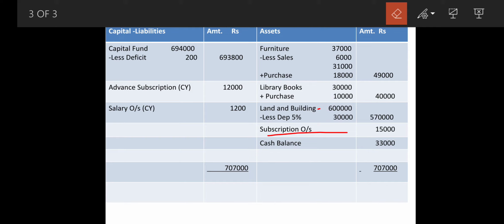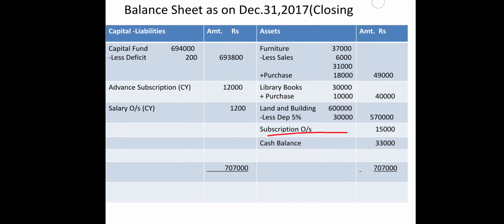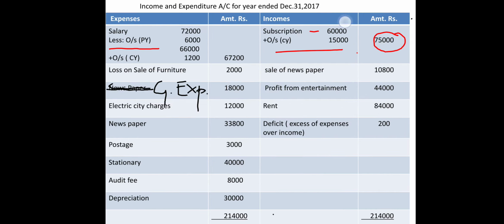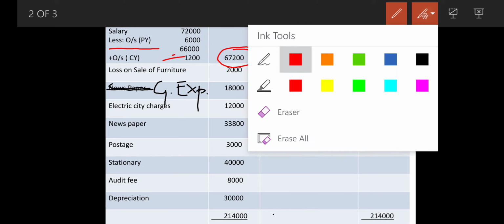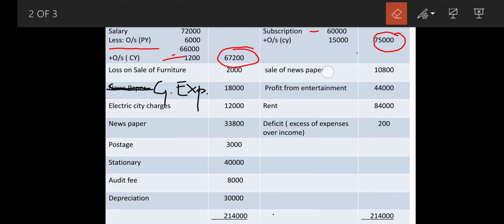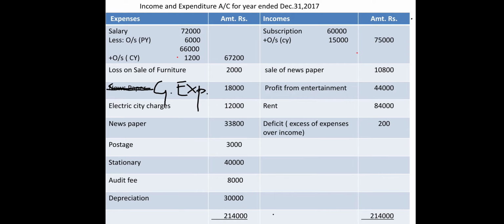Then the next adjustment: salary outstanding amounted to rupees 1,200. Now salary, we had already mentioned 72,000. Over there, less outstanding previous year 6,000. There you have to add the current year outstanding salary 1,200. So that will give you the outer column 67,200. Now salary included 6,000 for the previous year. That is already transferred from the opening balance sheet, so no effect will be given because we have already adjusted.